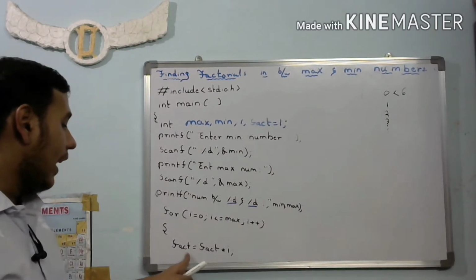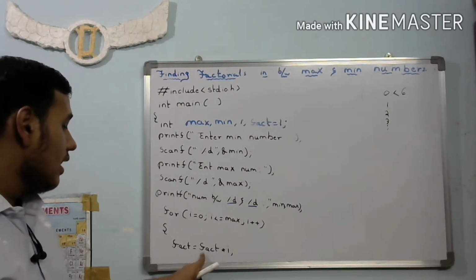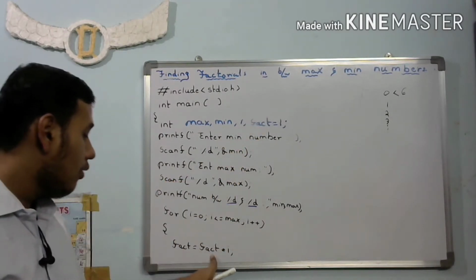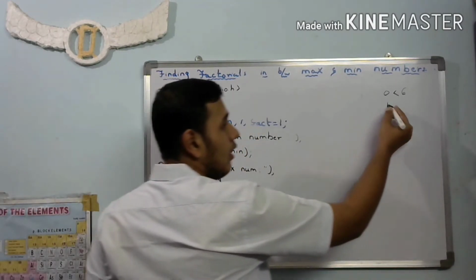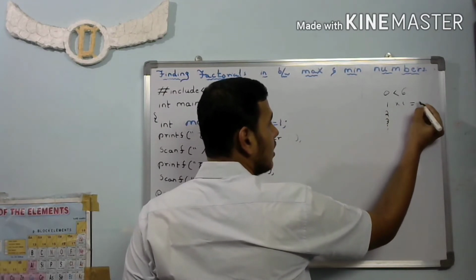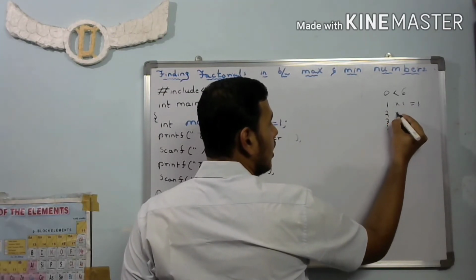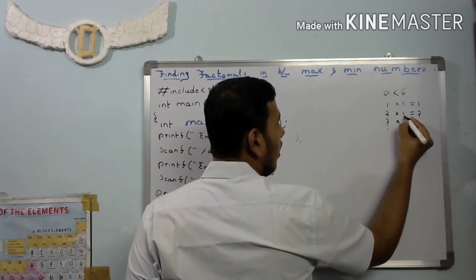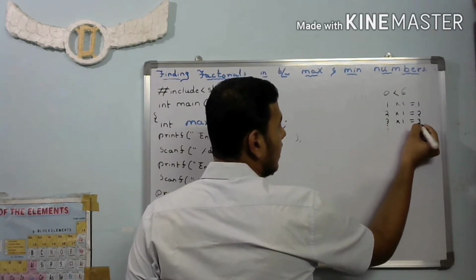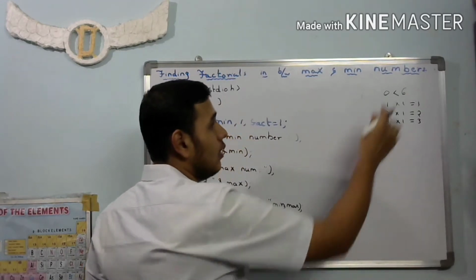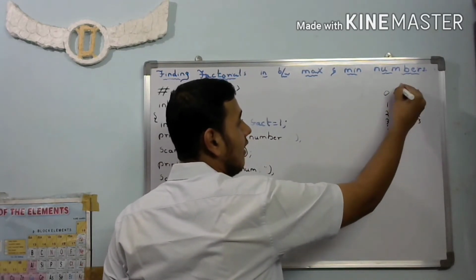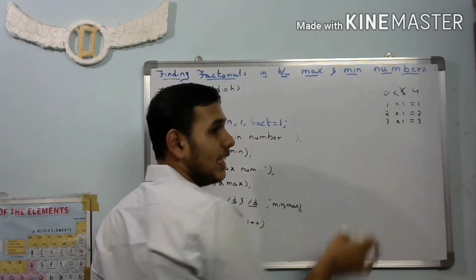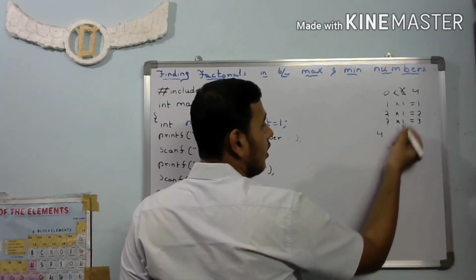Now the factorial value will be stored in fact. For example, fact is already 1. Now 1 into i: 1 into 1 equals 1, 2 into 1 equals 2, 3 into 1 equals 3. Suppose instead of 6, I take the value 4. Now see, it comes up to here. Let us imagine, so what is the factorial?